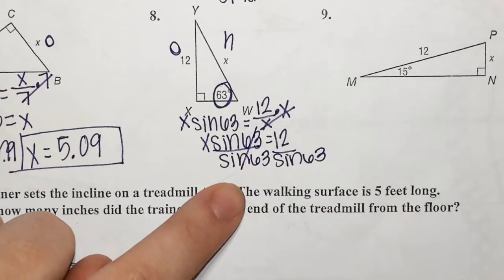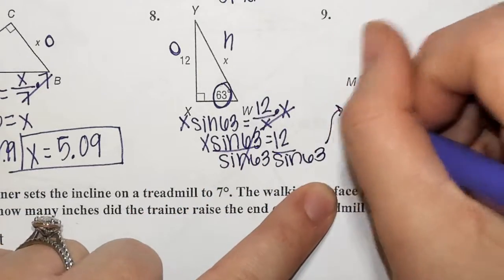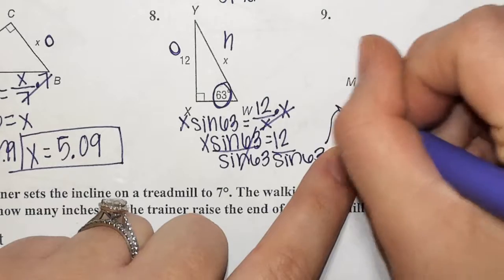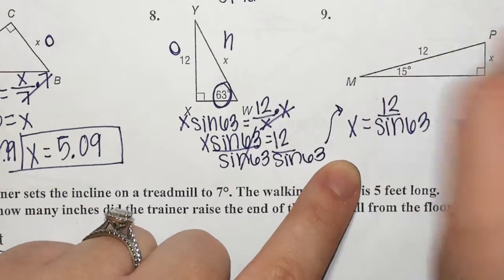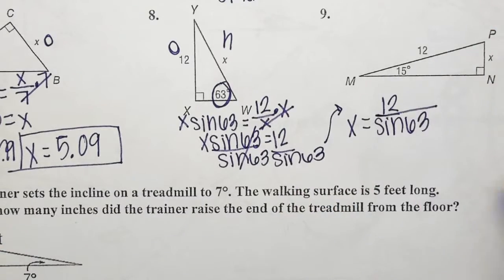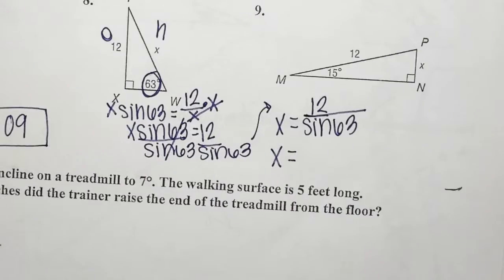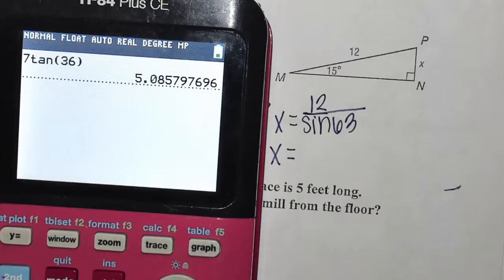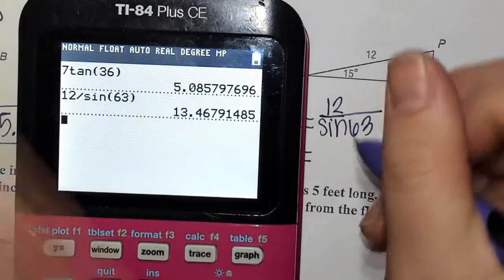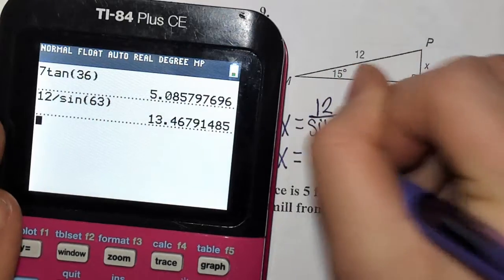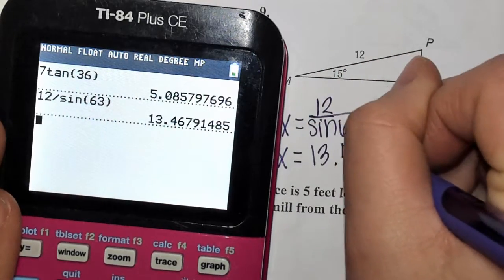So now you have, I'm going to go over here a little bit because I ran out of room. X equals 12 divided by sine of 63. So x equals 12 divided by sine of 63, which is 13.47.